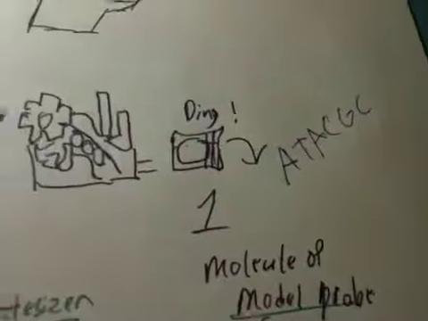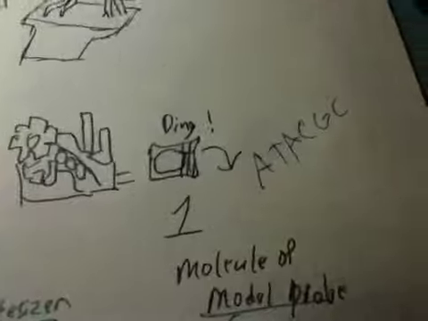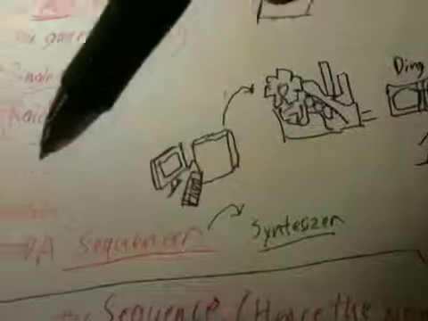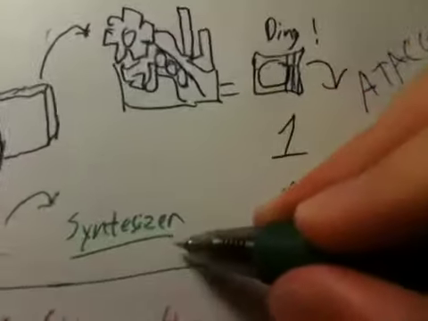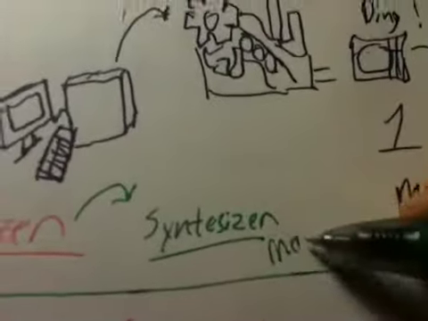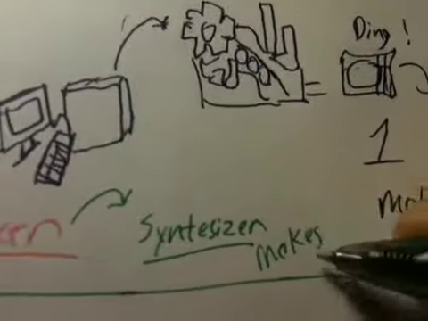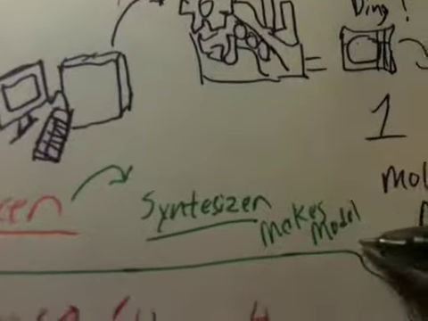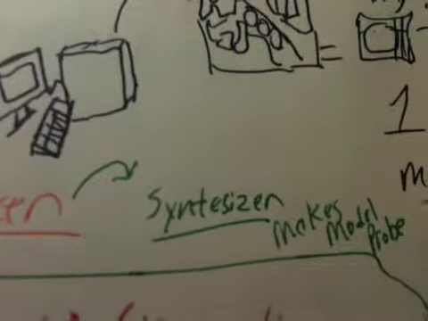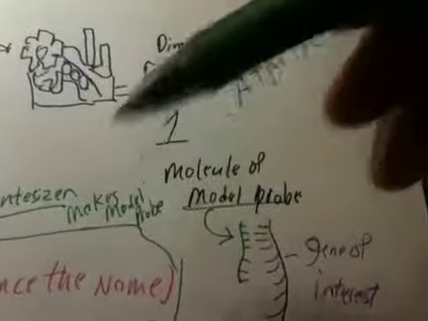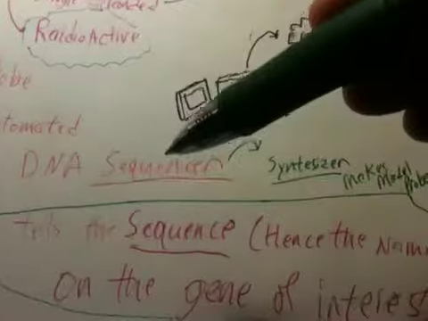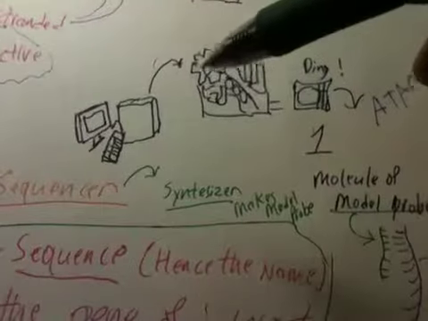Keep going. So whenever we make our probe, now that we have the nucleotide sequence, we're going to plug it into the automated DNA synthesizer. What does a synthesizer do? Kind of like the word synthesis, it means to make, to combine things. So it makes a model probe. We take this small model probe that we've made from a DNA sequencer telling us what the thing was, and then the synthesizer, which is what we plug in here.